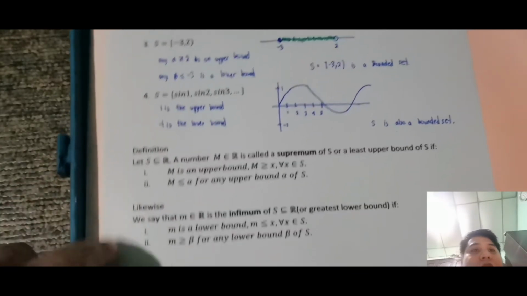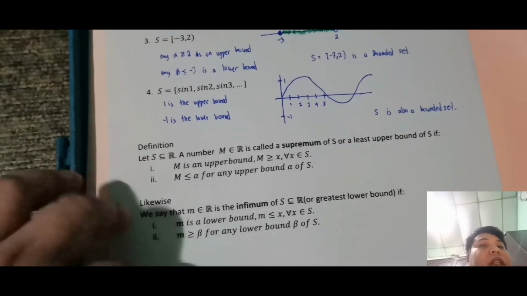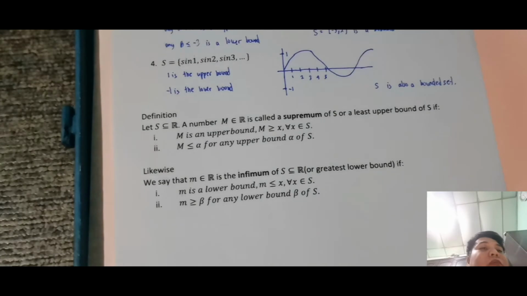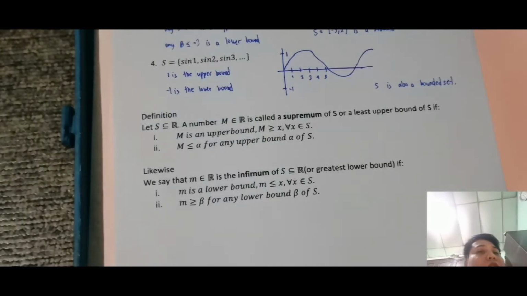So for example, tuloy ko lang muna. Likewise, we say that M, small m, is the infimum. Ibang book basa infimum, pero infimum basa ko. We say that M, element of real numbers, is the infimum of S, subset of real numbers, or the greatest lower bound. Kanina, least upper bound, yung pinakamaliit na mga upper bound. Dito naman yung pinakamalaking lower bound. If M is a lower bound, so satisfying yung kaninang condition, then number 2, M is greater than or equal to beta for any lower bound beta of S.